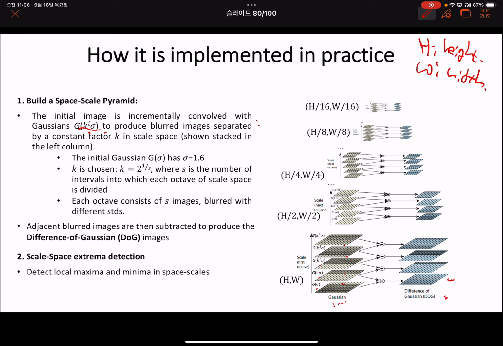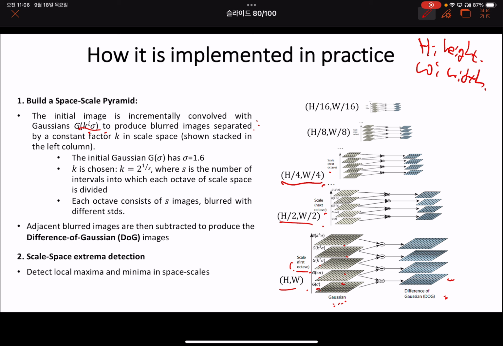And then here we have octaves. Here is the first octave, next octave, next octave. Octave means images with the same resolution. All the images in the same octave have the same resolution, height and width, or half of it: H divided by 2, W divided by 2, H divided by 4, W divided by 4. Each image in each octave has the same resolution, but they are convolved with different Gaussian filters, different standard deviations, as you can see here.